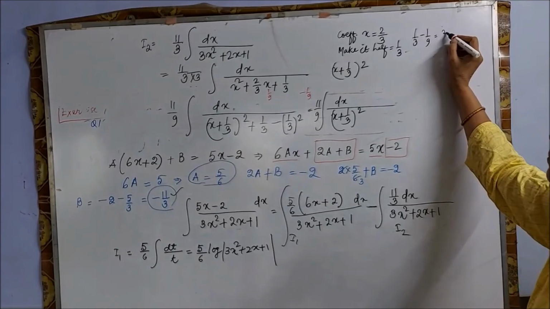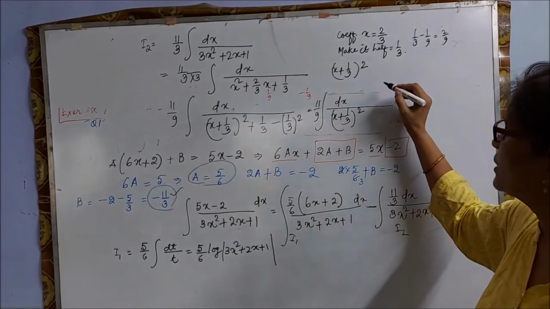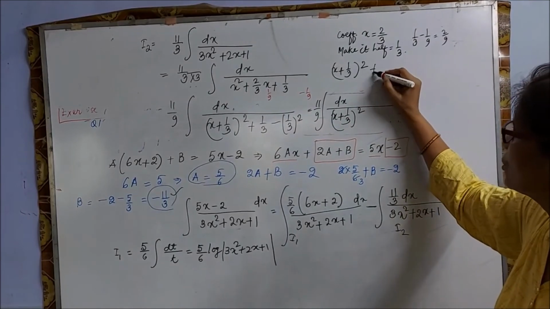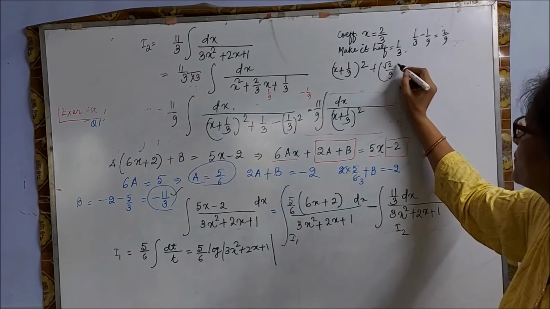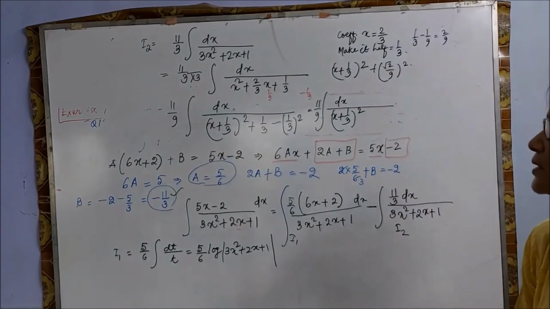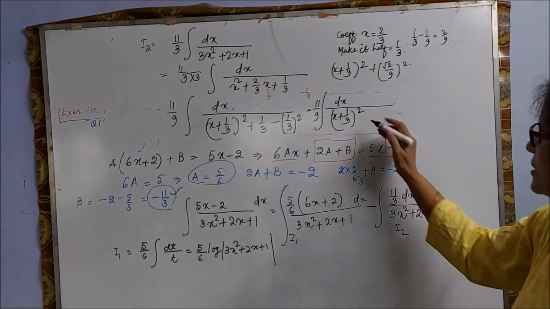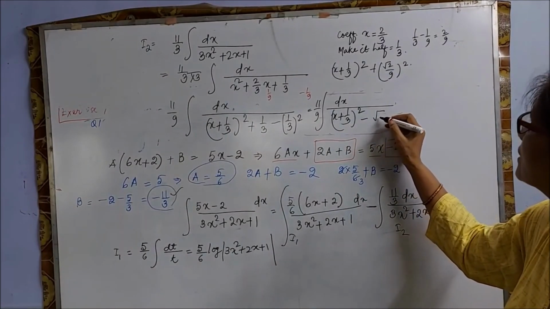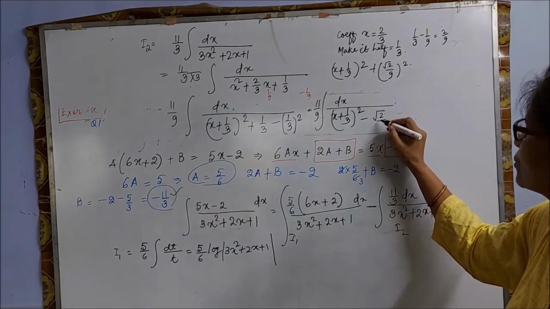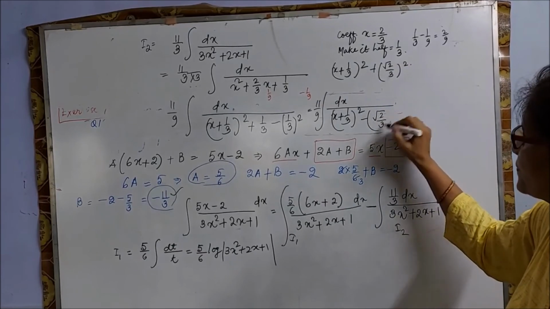It will be how much? 2 by 9. So 2 by 9 means whose square is this? It will be minus root 2 by 3 whole square. Then what will be the answer? Sorry, root 2 by 3 whole square.